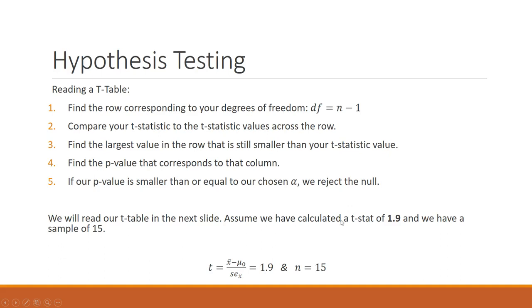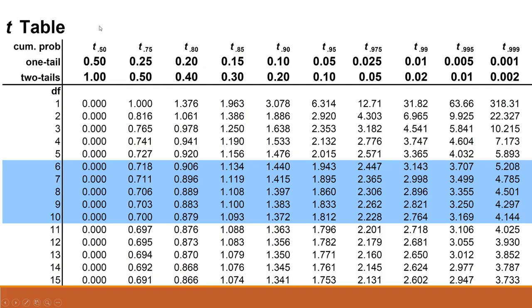Assume that we have calculated a t-statistic of 1.9 and we have a sample of 15. All right, so our t-statistic is 1.9 and our sample size is n equals 15. So let's do it. If our sample size is 15, then our degrees of freedom is 14. So here's our t-table. This is what it looks like. Take a second to digest this.